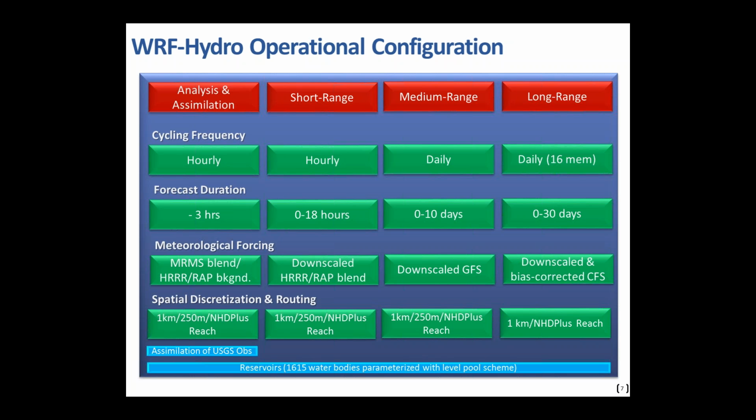And again, all the way down the bottom, you'll see that all these configurations have about 1,600 reservoirs represented in them, which is, again, our first kind of step towards representing reservoirs, which really have a huge impact on streamflow.